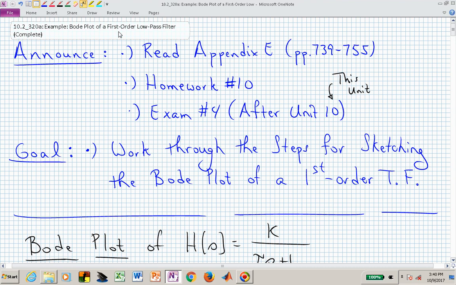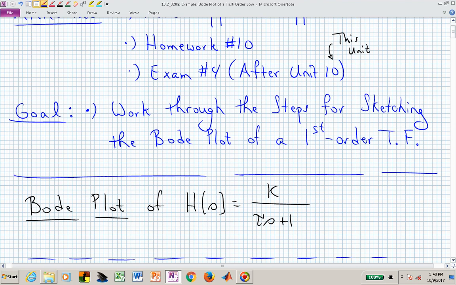What I want to do now in this video is work through the steps for sketching the Bode plot of a first order transfer function. Once you see this for a first order, then hopefully it will start to become somewhat clear why we're doing what we're doing in subsequent videos talking about putting all of these different pieces together. But let's start with a straightforward piece, which is looking at sketching the Bode plot of this standard form transfer function H(s) equal to K over tau s plus 1.